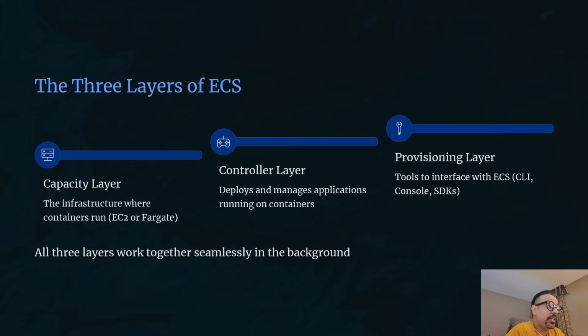The provisioning layer is how you talk to ECS. You use the AWS console, web interface, or AWS CLI or SDK to tell ECS what containers you want to run. You define your application in a task definition file, which is also known as the blueprint, the same way we create the Dockerfile, which is a blueprint for creating a container image. And then you create a service that runs those tasks. The provisioning layer is your interface for doing this.